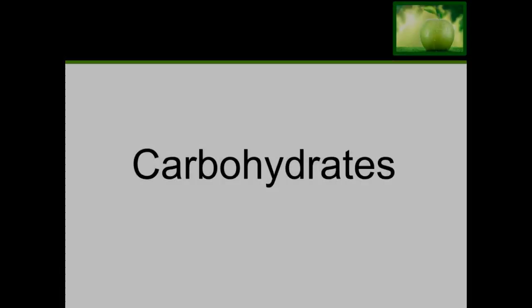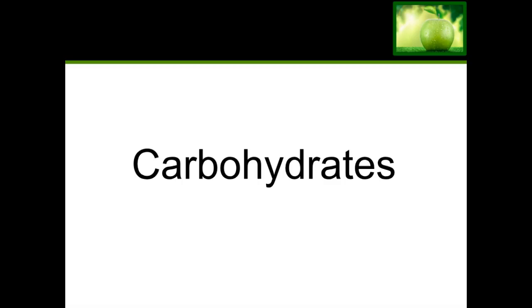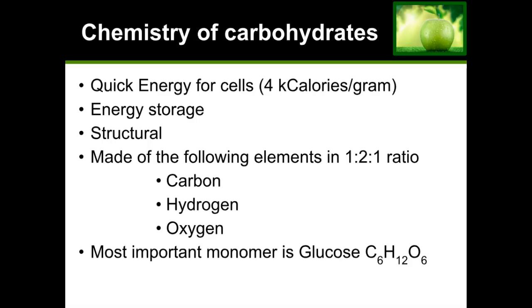Hello and welcome back. Today I'm going to give you a quick introduction to carbohydrates. Carbohydrates provide quick energy for cells. They're the main energy storage for both plant and animal cells, and they provide structures in plant cells. They're made of the following elements: carbon, hydrogen, and oxygen in a ratio of 1 to 2 to 1.